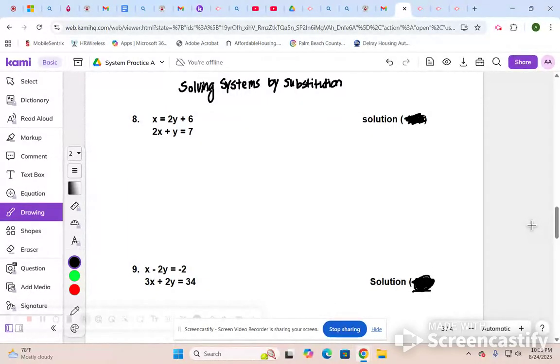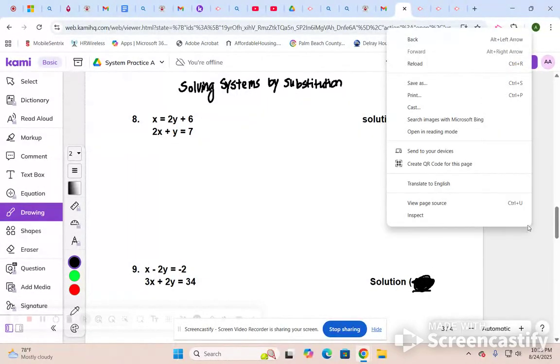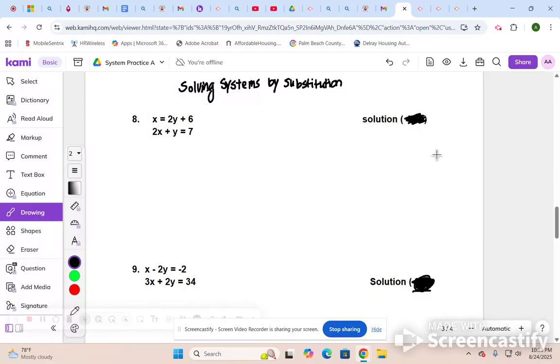Hi everyone, we're going to solve these two systems using substitution. Alright, let's get started. Well, look, the top one has been solved for x, so basically we have a replacement for x.